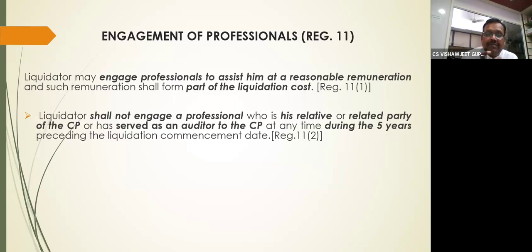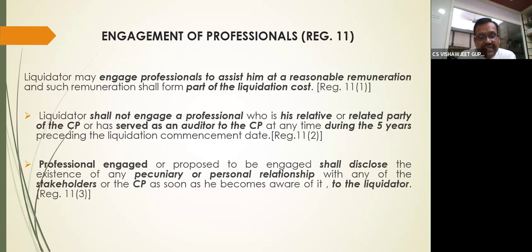So you will have to keep in mind that you will not engage any professional who is your relative and the related party of CP and served as auditor of CP during the last 5 years. Professional engaged or proposed to be engaged shall disclose the existence of pecuniary or personal relationship with any of the stakeholders or CP as soon as he becomes aware of it to the liquidator.